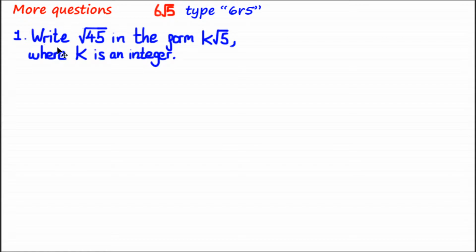All right, so write the square root of 45 in the form k root 5, where k is an integer. Let's see who's first off.